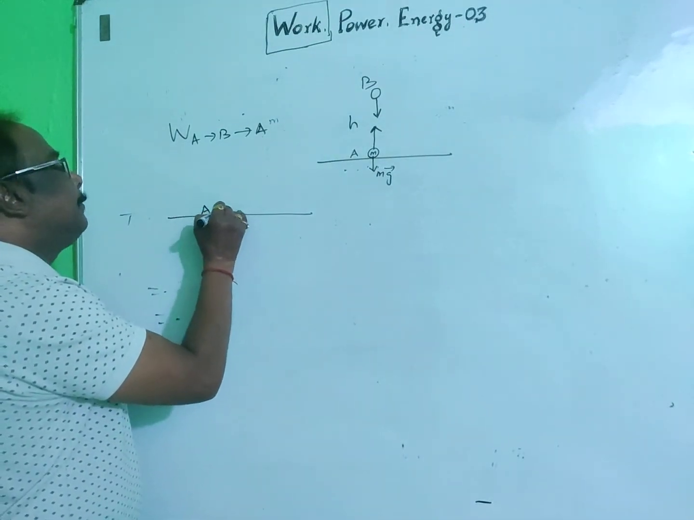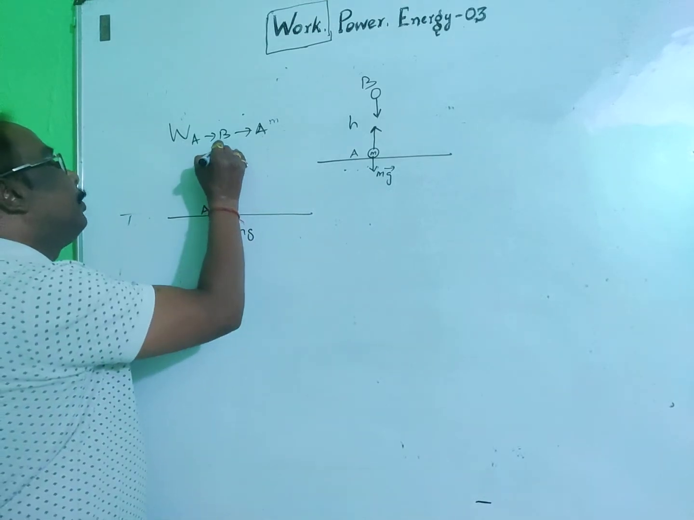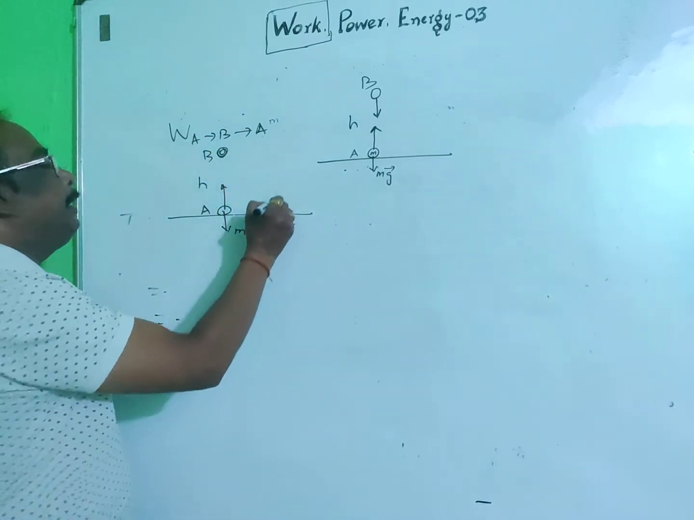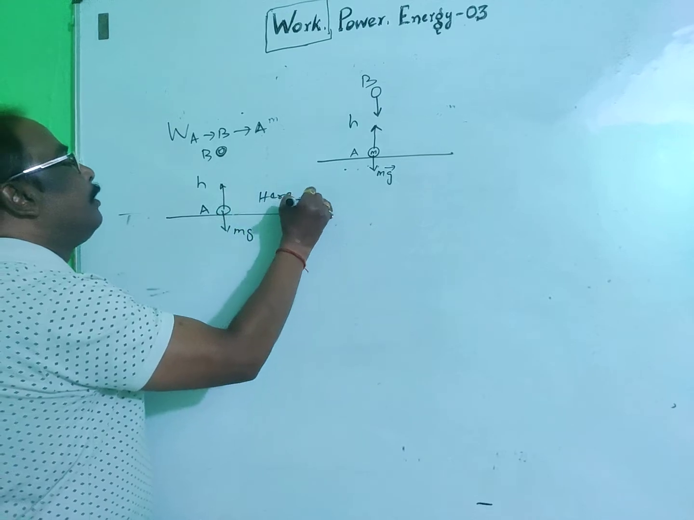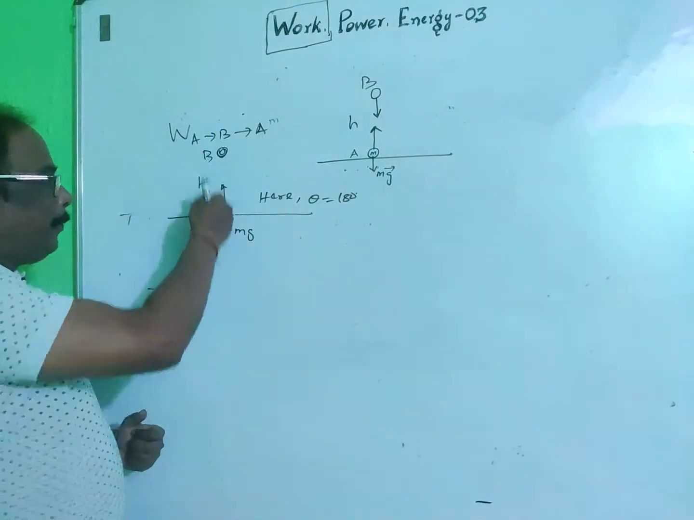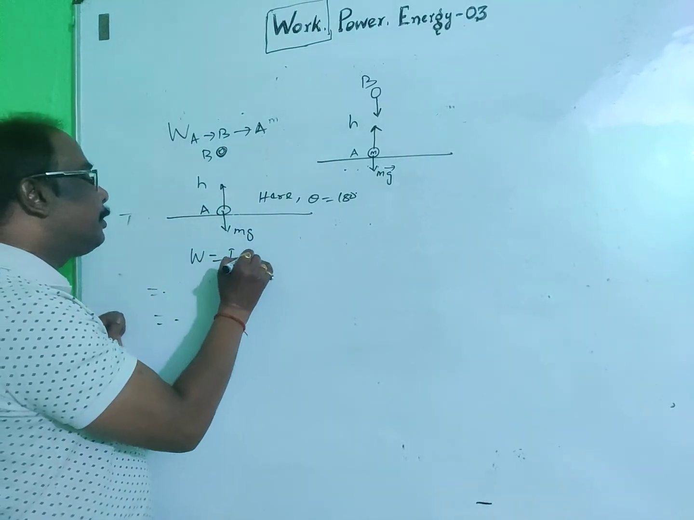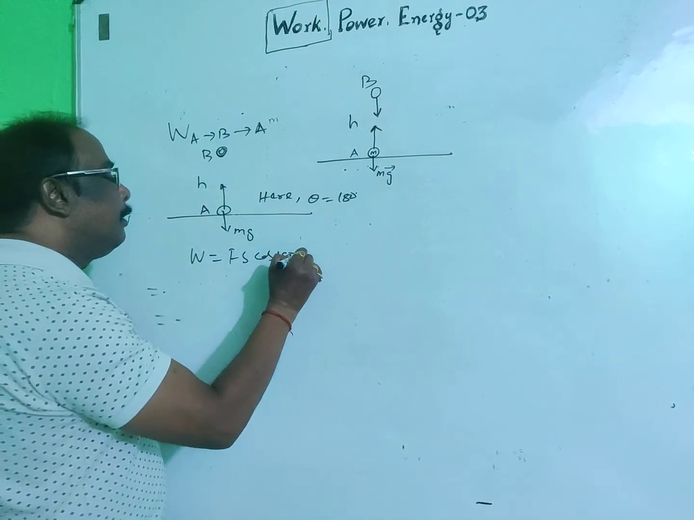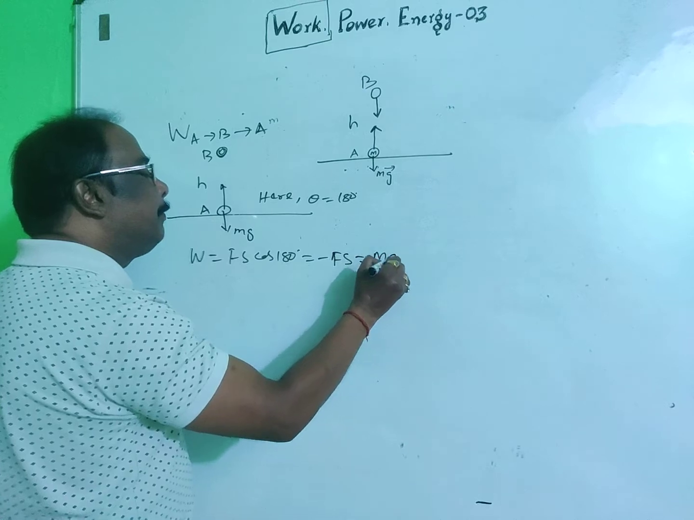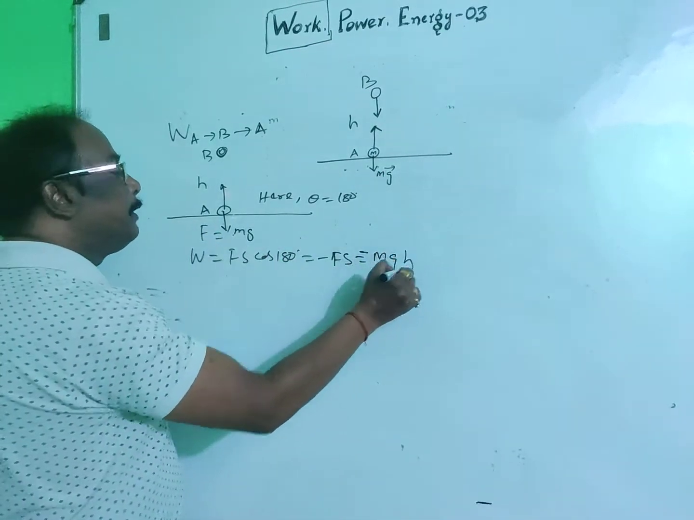Let's first find the work done from A to B. This position is A. Force is in the vertically downward direction, displacement in the upward direction. This position is B and displacement is h. So here theta is equal to 180 degrees. Force and displacement are in opposite directions, so work is equal to Fs cos 180, that's equal to minus Fs. Here force is mg, displacement is h.